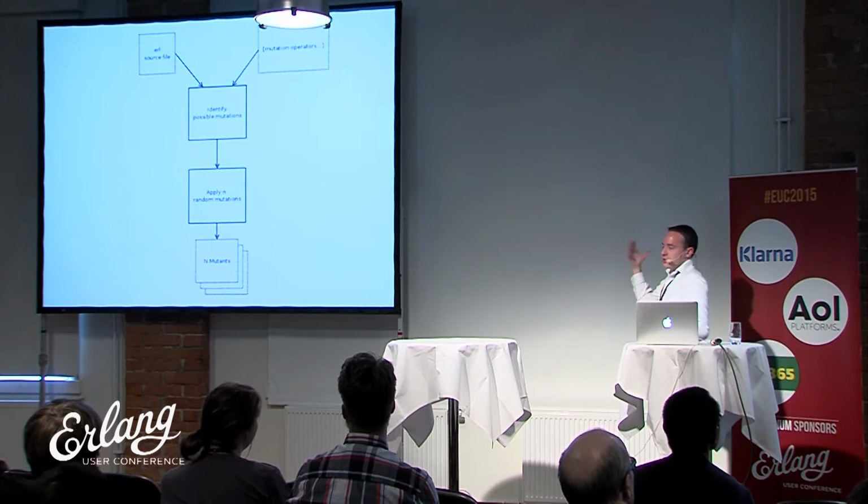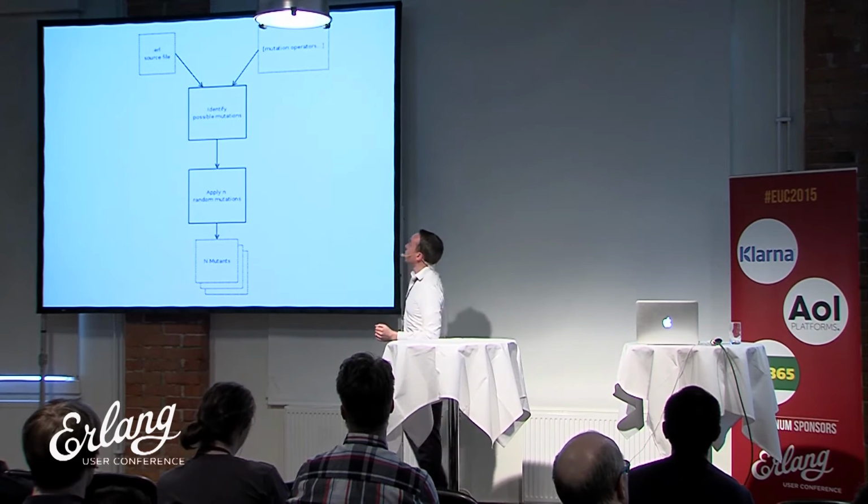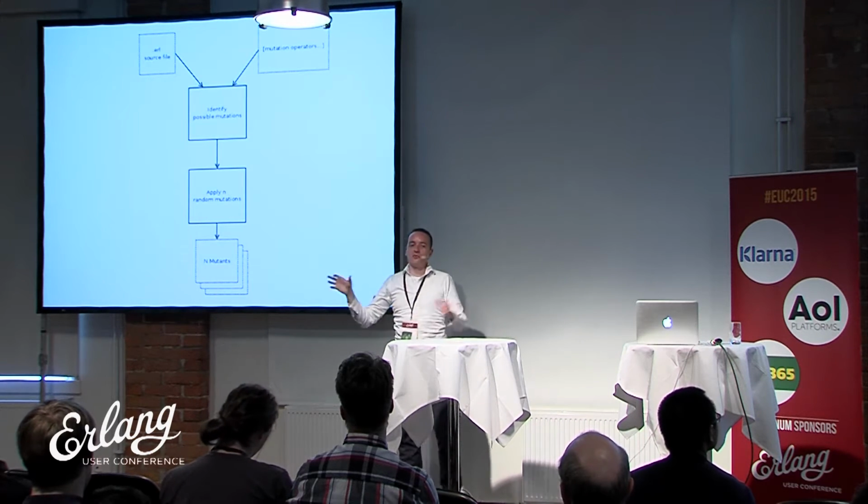So this is the gist of the process of a mutation testing workflow. You have your Erlang source file up on the top, and you have some set of relevant mutation operators. And the first thing we're going to do is identify the points where we can do it.